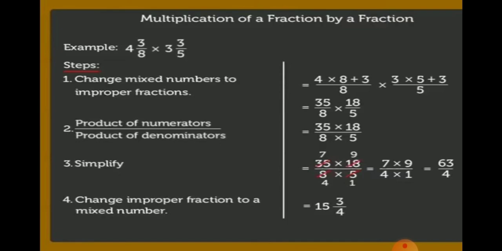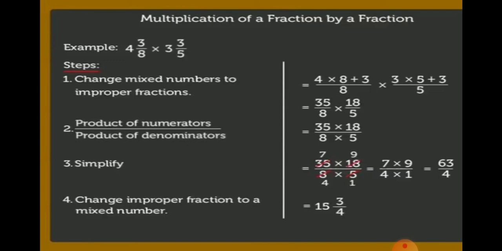So to change the mixed fraction, we will first multiply the denominator with the whole, that is 8 into 4, and then plus the numerator, plus 3. Same way for the second, multiply the denominator with the whole, that is 5 into 3, then plus the numerator, that is plus 3. You will get 35 by 8 and into 18 by 5.